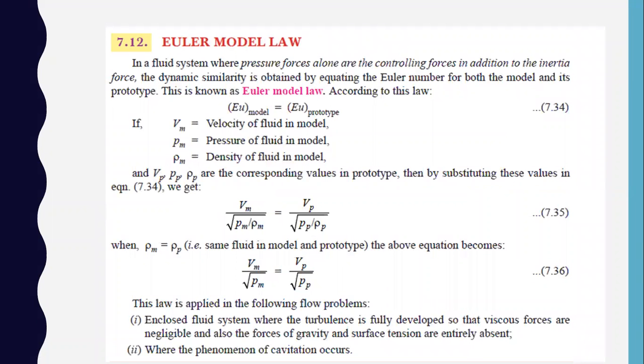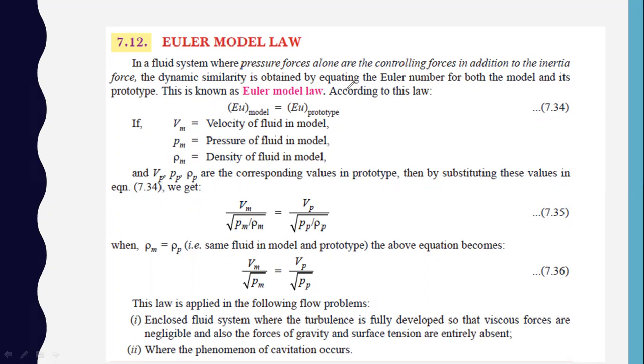The next one is the Euler model law. In a fluid system where pressure forces alone are the controlling forces in addition to the inertia force, the dynamic similarity is obtained by equating the Euler number for both the model and its prototype. This is known as the Euler model law.